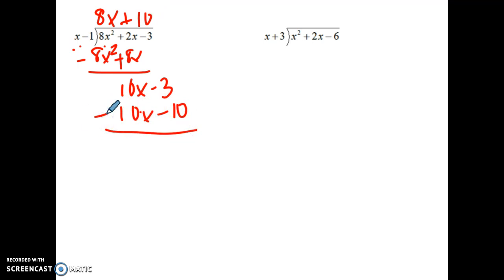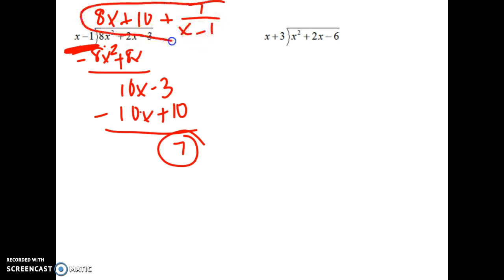Okay, so when I subtract, this is actually add, I end up with a positive 7. That number right there is my remainder. So since it is positive, I'm going to do plus 7 over whatever that divisor is, x minus 1. And so that is actually my full answer. We're going to do one more of those quickly.